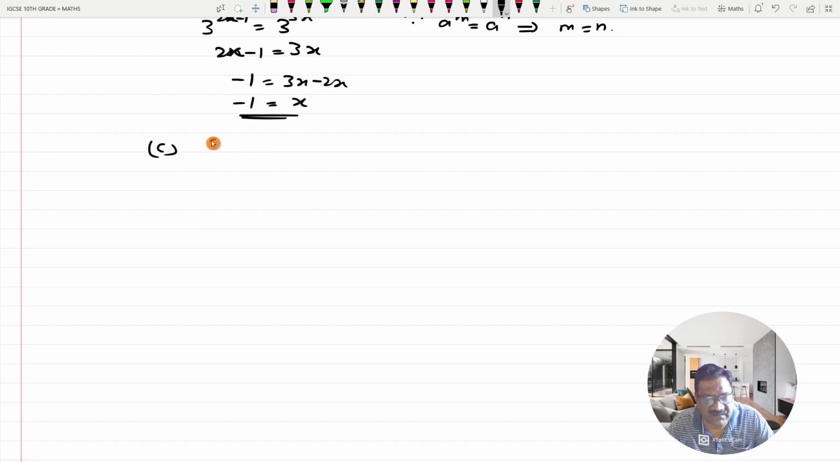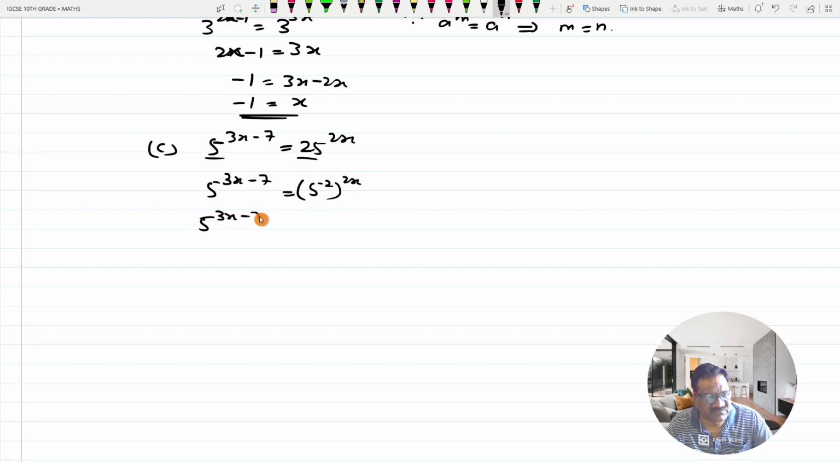C is 5 raised to 3x minus 7 equal to 25 raised to 2x. Okay. So now this is 5, this is 25. So I'll keep this as 5 raised to 3x minus 7. This 25 I'm going to write as 5 square and then raised to 2x. Next, 5 raised to 3x minus 7 equal to 5 raised to 2 into 2x, that is 4x, right?